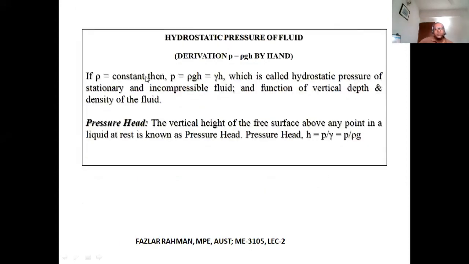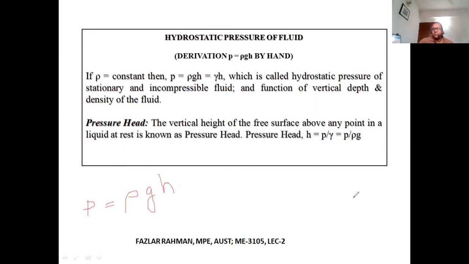And if rho is constant, then what are we getting? Then P equal to rho g h. And this one is called the hydrostatic pressure of a stationary and incompressible fluid. It is a function of vertical depth and density of the fluid. If the fluid is denser, then you'll get more pressure because density is changing. P is a linear function of density. And from this equation, we are getting P equal to rho g h.